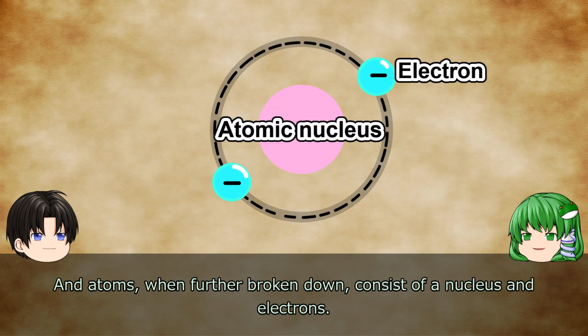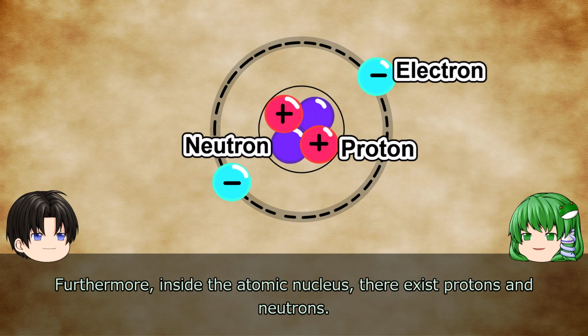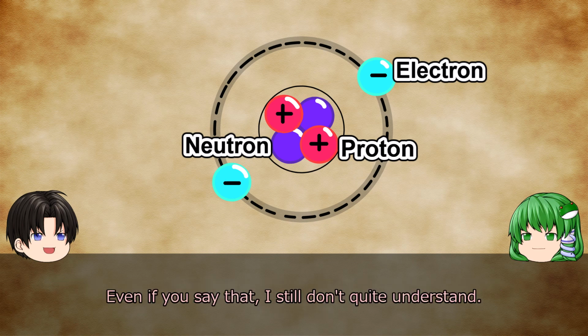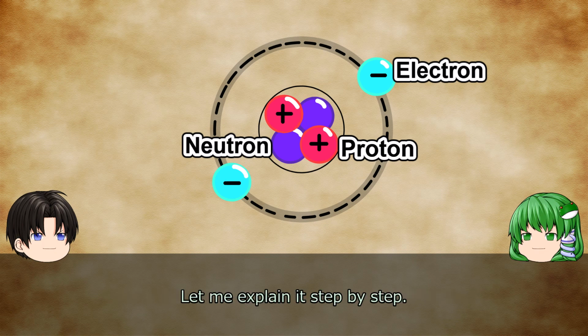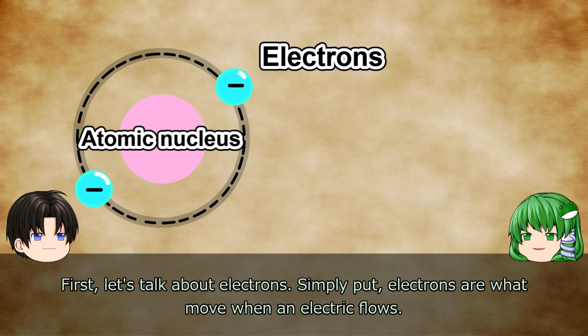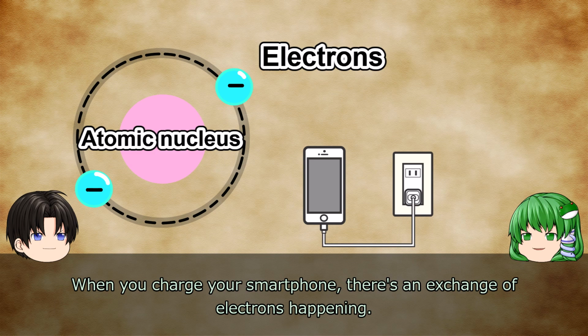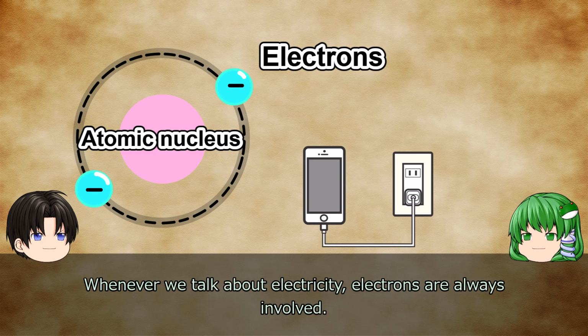Exactly. And atoms, when further broken down, consist of a nucleus and electrons. Furthermore, inside the atomic nucleus, there exist protons and neutrons. Even if you say that, I still don't quite understand. Let me explain it step by step. First, let's talk about electrons. Simply put, electrons are what move when electricity flows. When you charge your smartphone, there's an exchange of electrons happening. Whenever we talk about electricity, electrons are always involved.